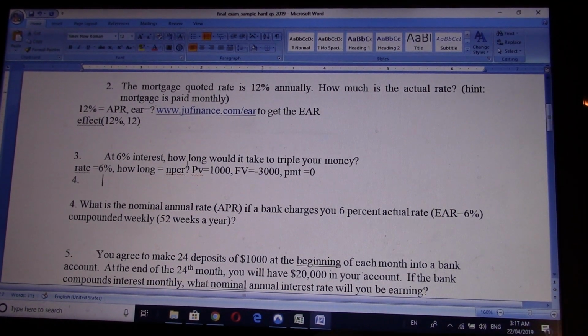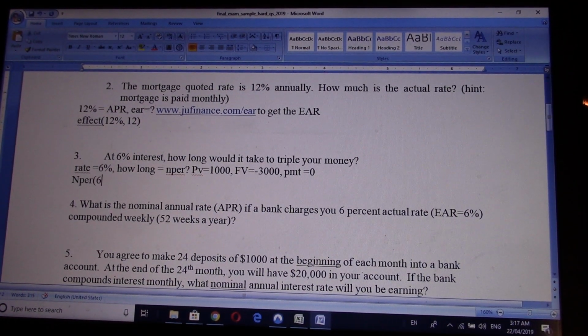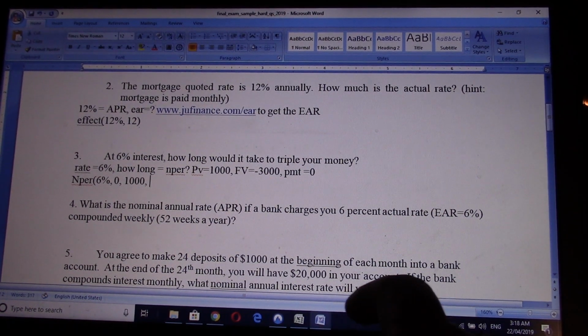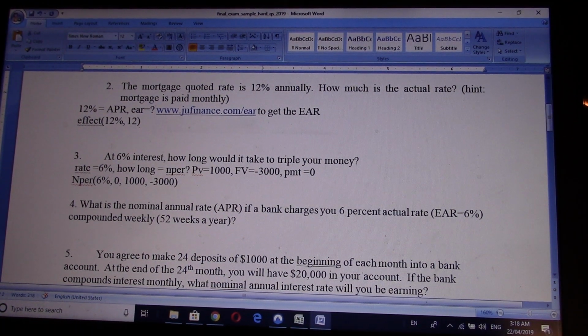Okay, so let me just write it down. So nper is the function. It's not saying anything about monthly compounding, so you just assume it's annual compounding. So you use 6%, and 0 for payment, 1,000 for present value, and negative $3,000. Of course, you can use $1 as PV and 3 for future value, negative 3. You get the same answer.